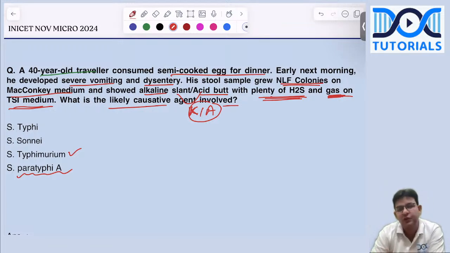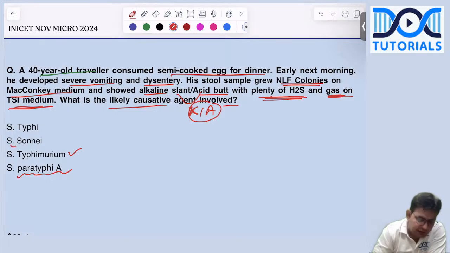And as such, whenever we talk about contaminated poultry bird products, three things should come to our mind. What? One is typhimurium, one is enteritidis, and one is Campylobacter jejuni. I have already told that. In the lecture also, I've told that these three names you should remember whenever we talk about contaminated poultry bird products.